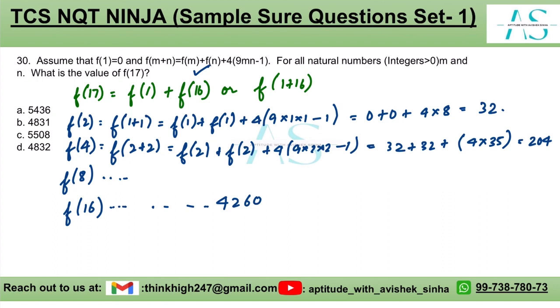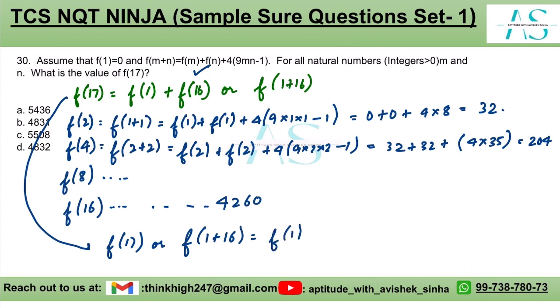Now we are looking out for the value of f of 17, or we can write this as f of 1 plus 16. This is f of 1 plus f of 16 plus 4 into 9 into 1 into 16 minus 1. And the resultant is 4832. Option D seems to be the correct fit here.